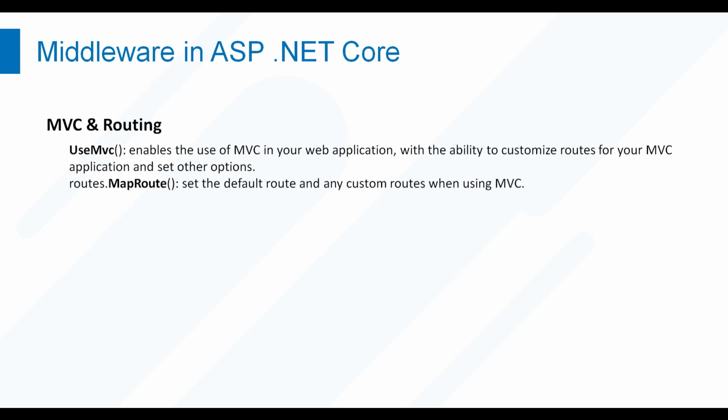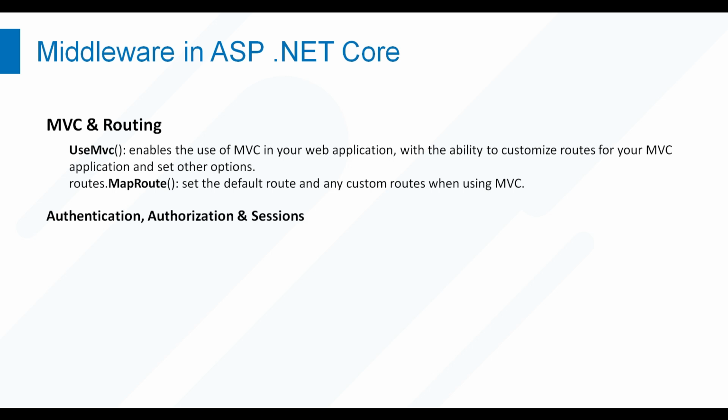UseMvc method and routes.MapRoute method. The UseMvc method enables using MVC in your web application with the ability to customize routes for your MVC application and set other options. And MapRoute sets the default route for any custom routing when using MVC.